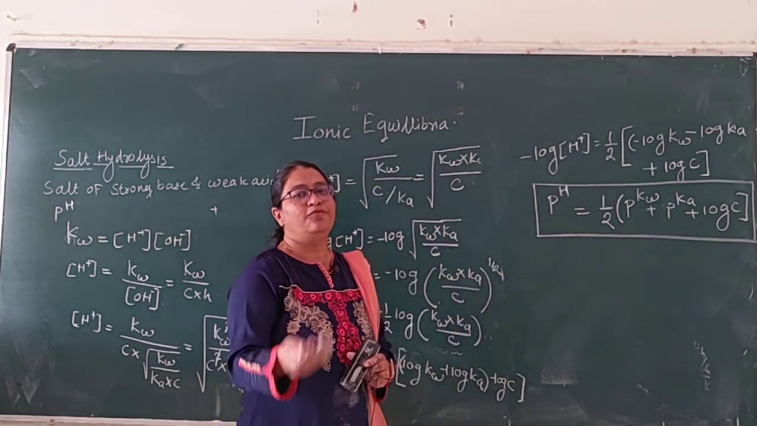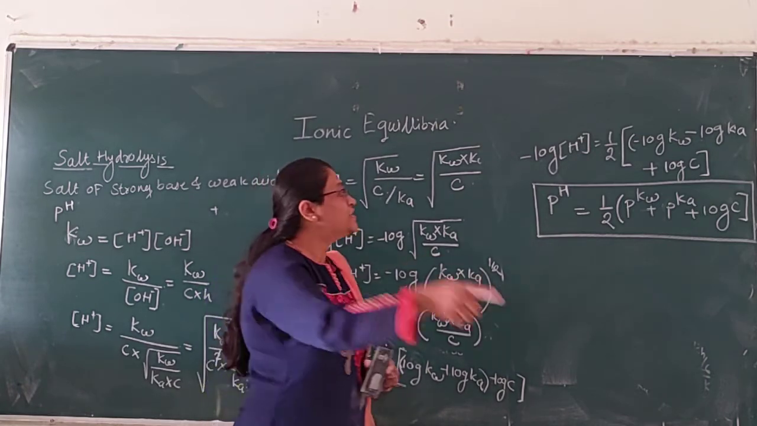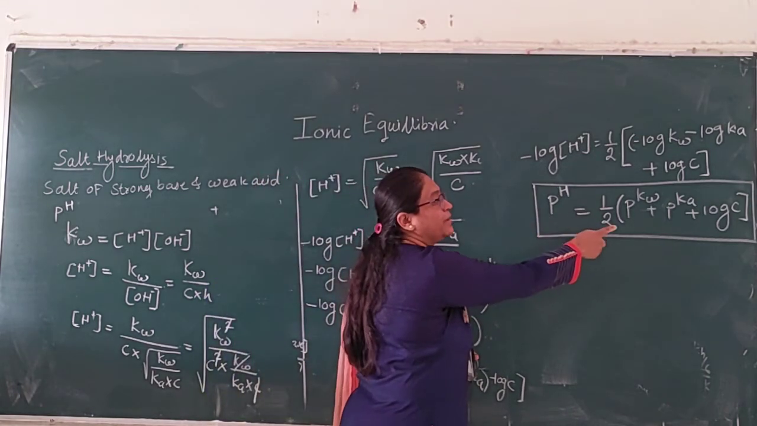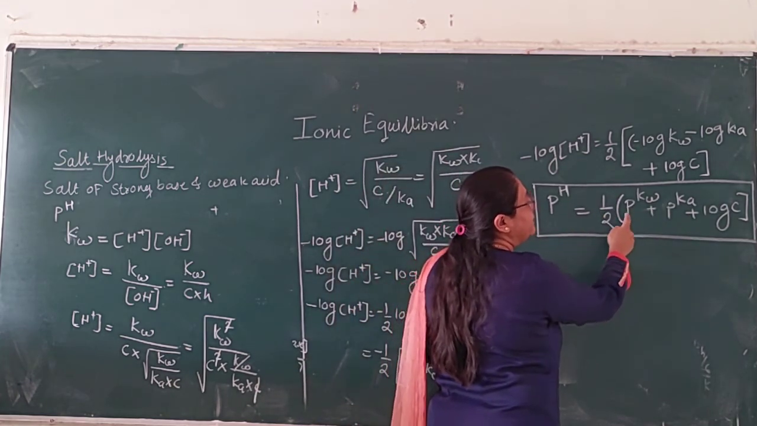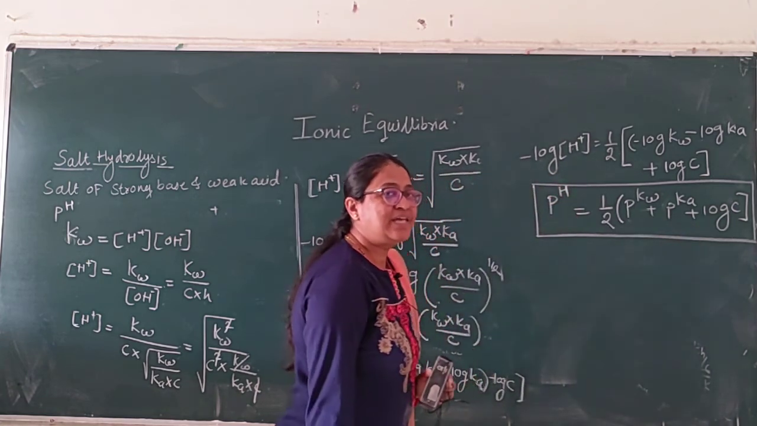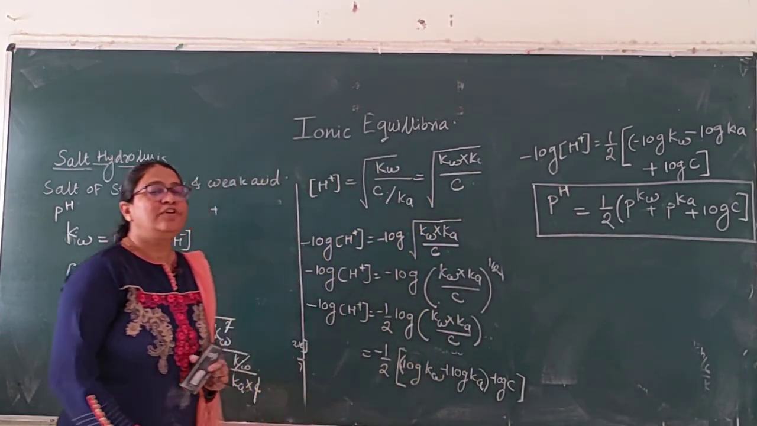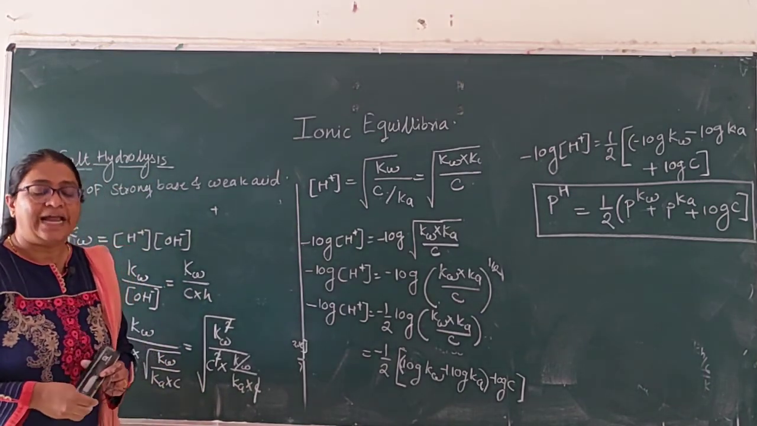So, this is the equation to calculate the pH of the solution of a salt of a strong base and a weak acid. The solution which is formed on hydrolysis, the pH of that solution can be calculated by using this formula, which is pH is equal to half of pKw plus pKa plus log C. This is the equation. Next time we will see the hydrolysis of salt of a strong acid and a weak base.